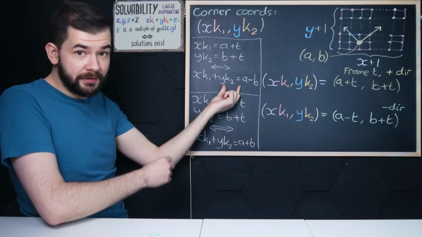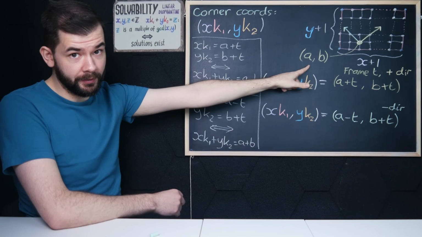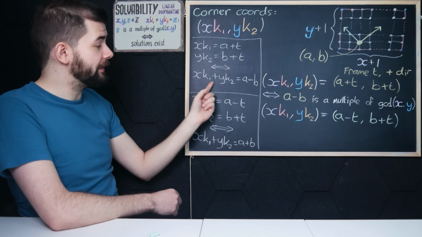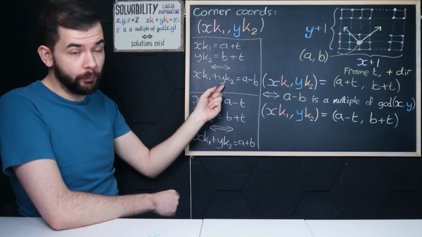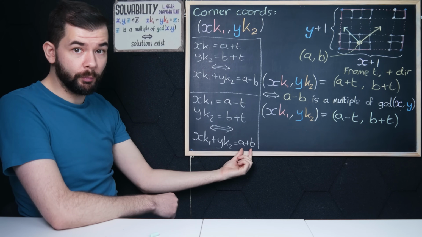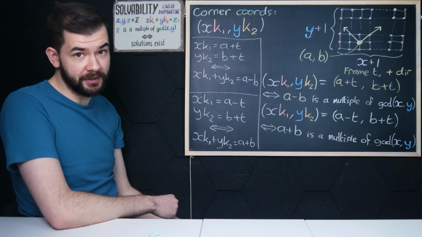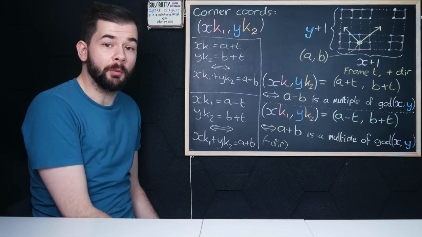The first one has solutions if a minus b, the difference between the starting coordinates, is a multiple of the greatest common divisor of x and y. Whereas the second one, when we're traveling in the negative direction, has solutions when the sum of the starting coordinates is a multiple of the greatest common divisor of x and y. This agrees with what we've already seen.